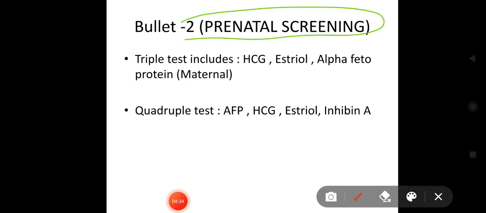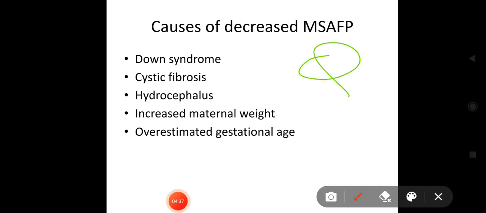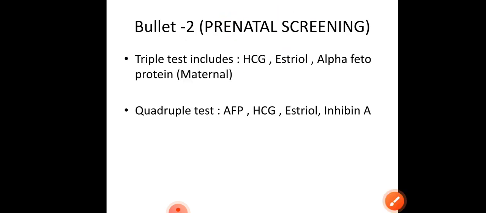Now, prenatal screening. Just a minute, here is how a question can be framed: which of the following is not a cause of increased maternal serum alpha-fetoprotein, or which of the following are the causes of increased maternal serum alpha-fetoprotein except. So 3 options will be from the previous slide, and one option will be like Down syndrome, so you have to choose this one as a cause of decreased maternal serum alpha-fetoprotein.